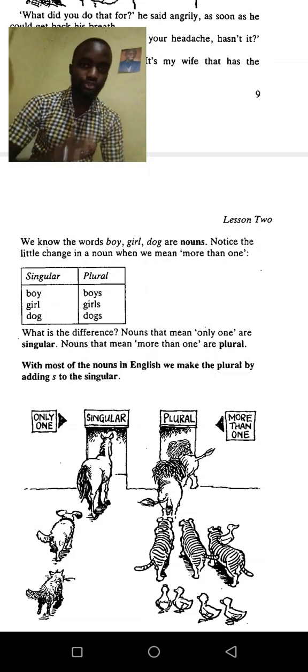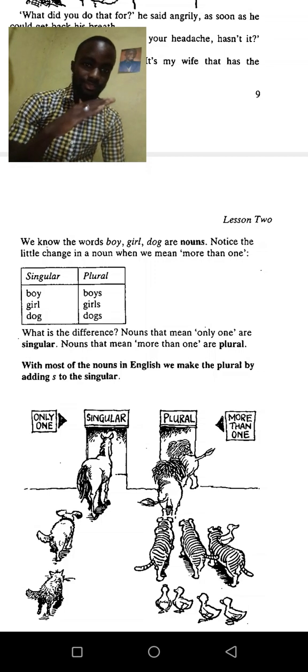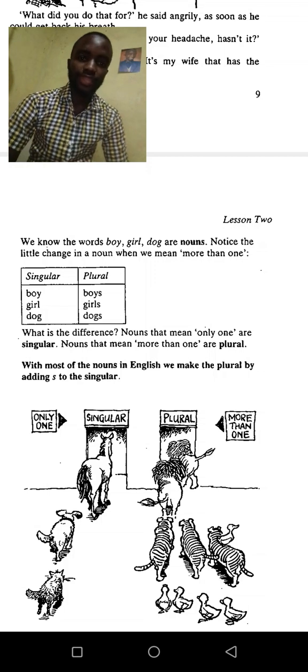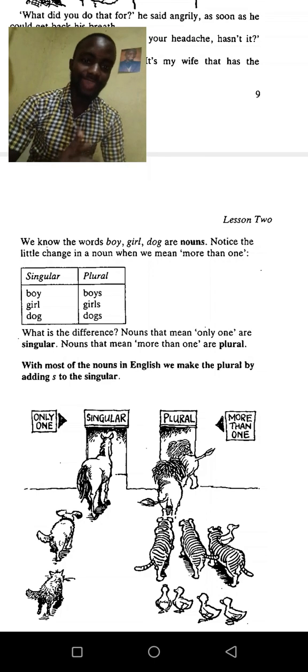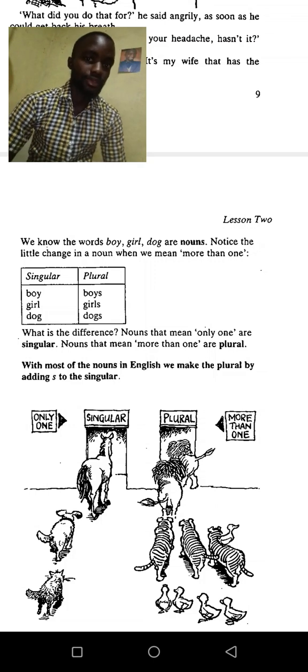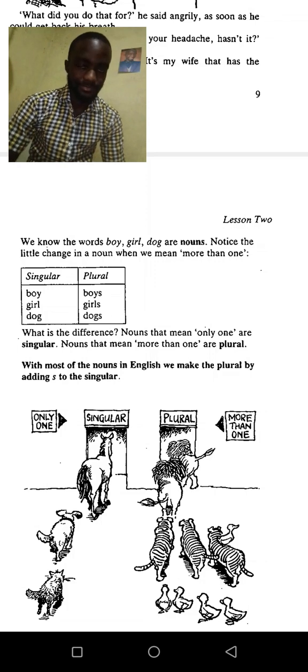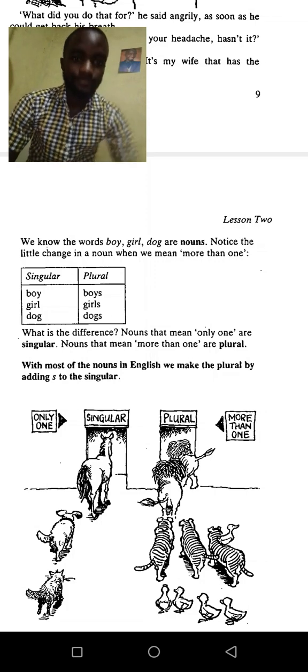And I want you to memorize this statement here. With most of the nouns in the English language, we make the plural by adding s to the singular. With most, meaning not all, but with most. The majority of the words that are nouns are made plural by adding s to the singular word. Very clear. So we continue.